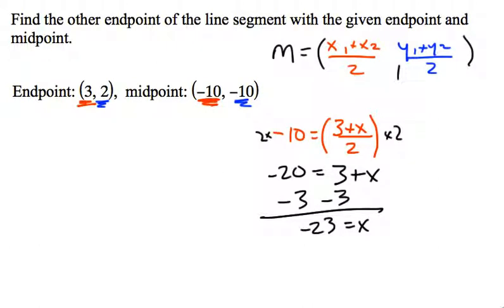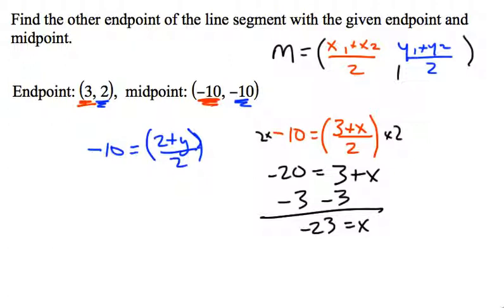Now let's do the same thing with y. With y, I know my midpoint is actually going to be negative 10, and that's going to equal 2 plus y, and that whole thing over 2.